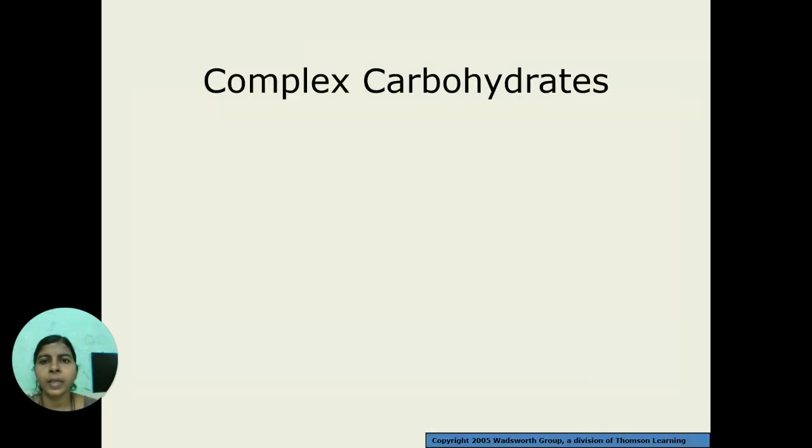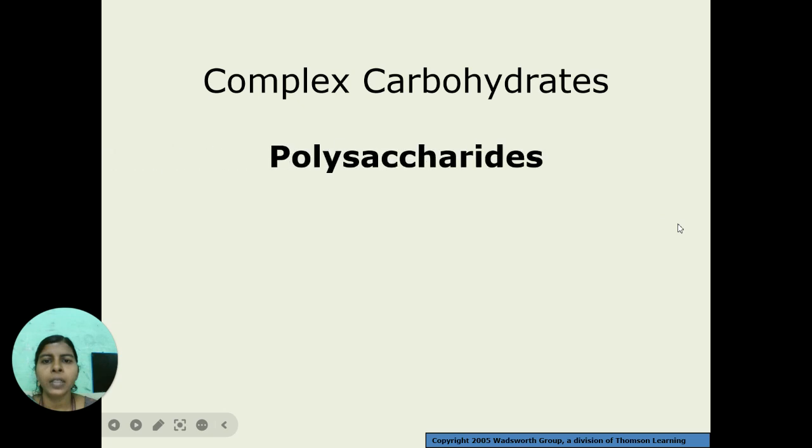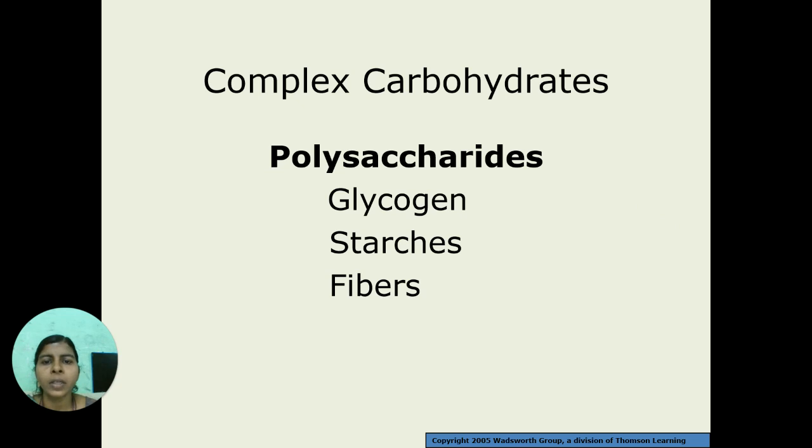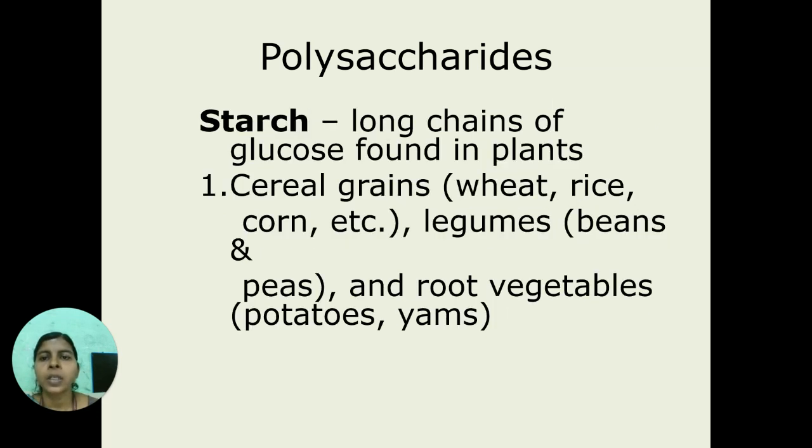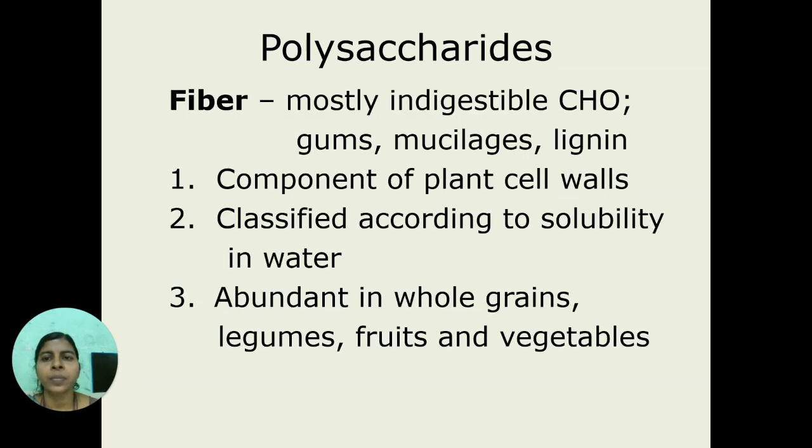Next, the second type is complex carbohydrate. Complex carbohydrate is generally classified into two types, homopolysaccharide and heteropolysaccharide. Polysaccharide best examples are glycogen, starches, and fibers. Glycogen is a long chain of glucose. It is found in animals. Glycogen is stored in liver and muscles. It also helps maintain blood glucose and is an important source of quick energy. Next, starch is a long chain of glucose found in plants. Examples: wheat, rice, corn, etc.